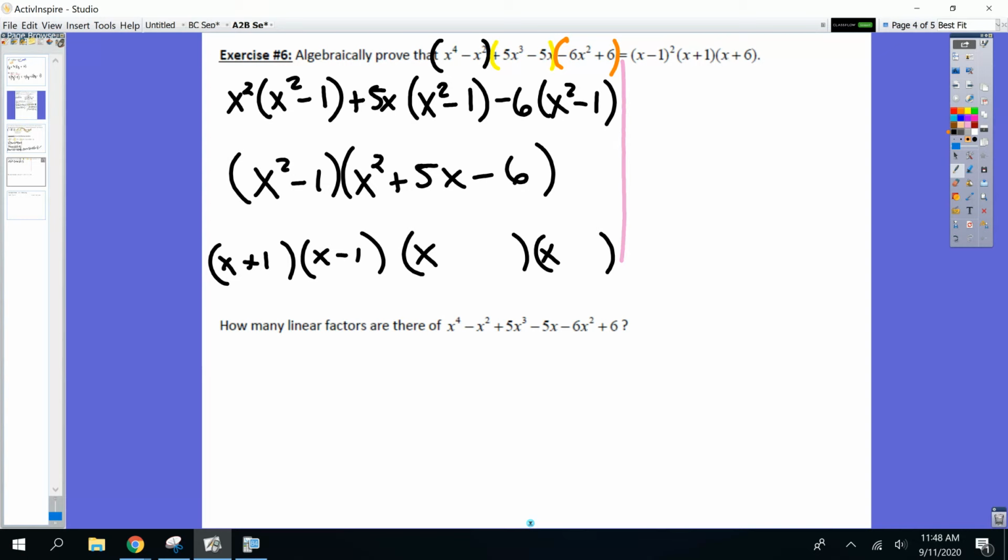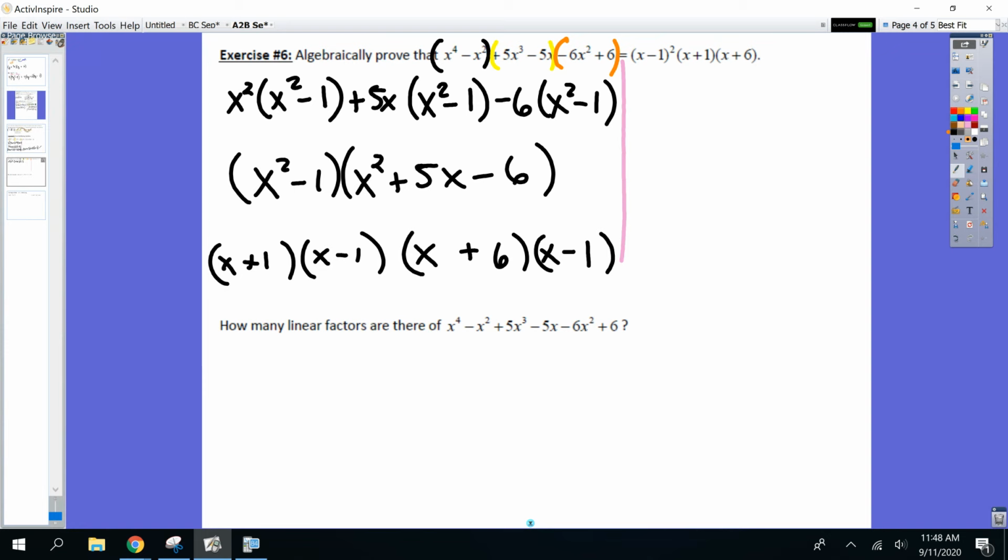Forgot to unmute myself. 6 and negative 1. Positive 6 and negative 1. Good. Still doesn't look like the right side though. Almost.